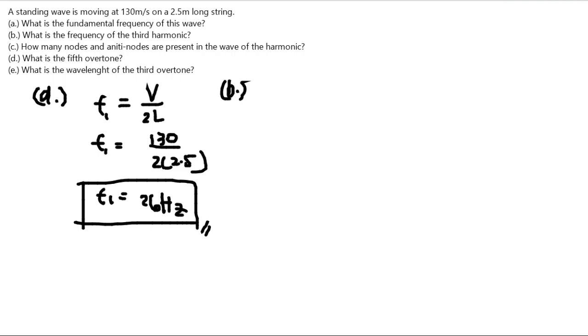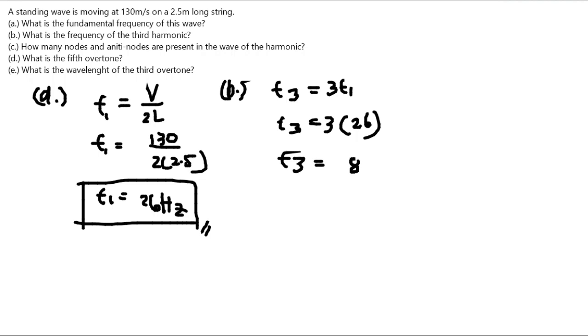So what is the frequency of the third harmonic? So to do that, we can just use this thing. So the third harmonic frequency is this thing. So we all know the fundamental frequency, and we can just use basic mathematics to solve this problem. So the third harmonic frequency is 78 hertz.